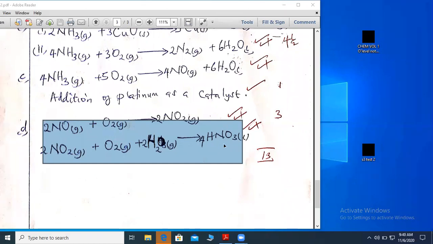So the equations show how nitrogen monoxide can be converted to nitric acid. There are those two. We have seen them many times and they don't change. So they still remain the way they are.